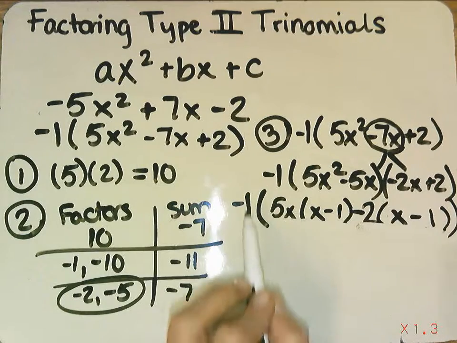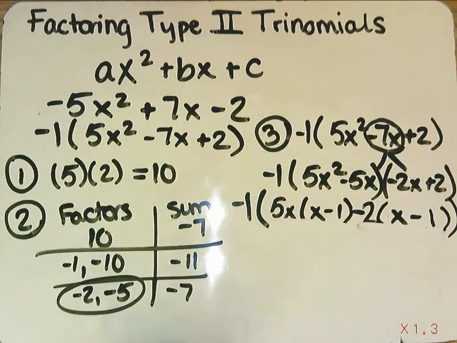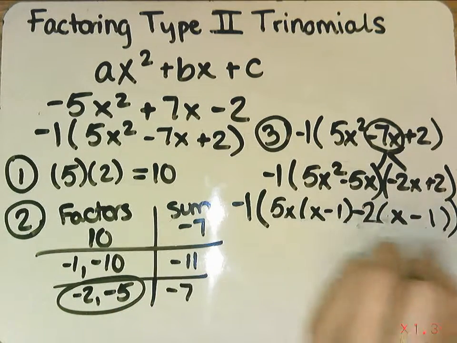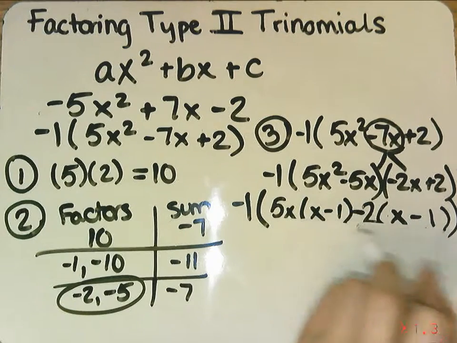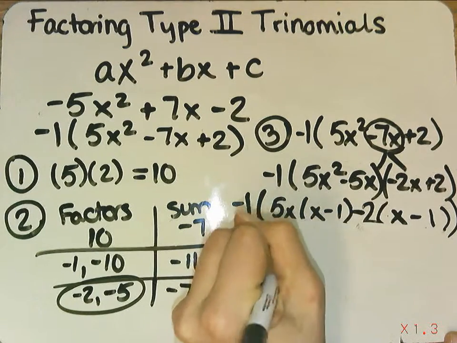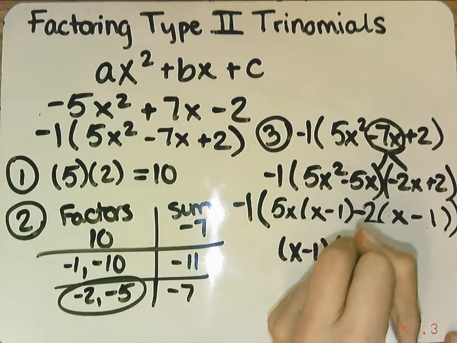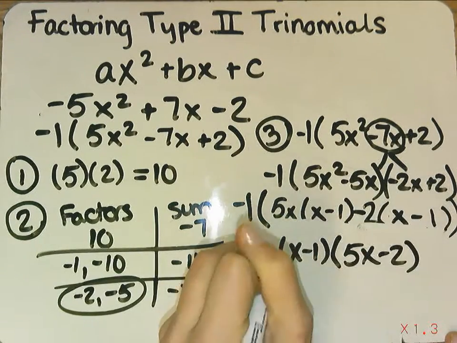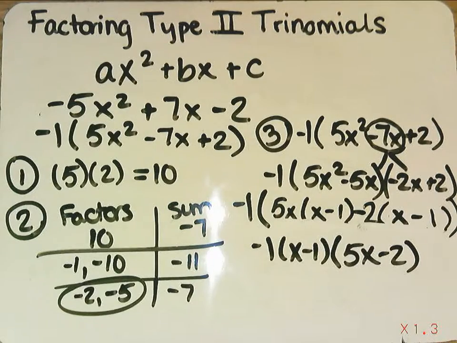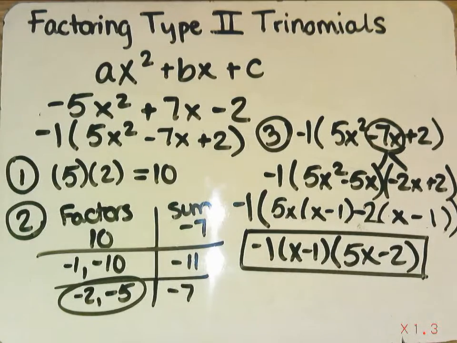And the whole time, everything is being multiplied by negative 1 because I factored that out in the beginning and I cannot lose it. It does not go away. All I'm doing is factoring. I'm just setting it aside for right now. So now, my common factor in my two terms is x minus 1. And what's left is 5x minus 2, and I'm still being multiplied by negative 1. This is your final answer when you are asked to factor this type 2 trinomial.